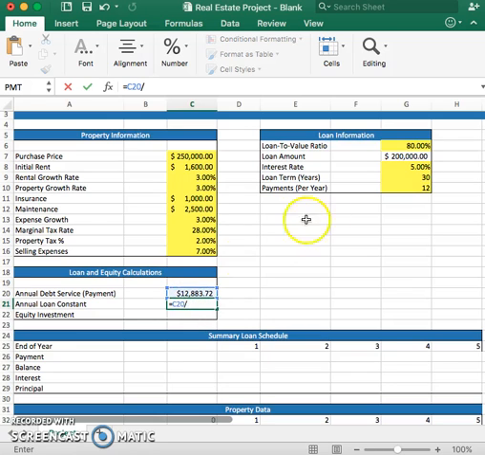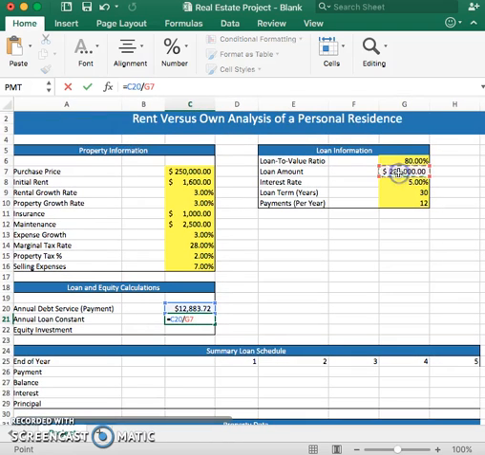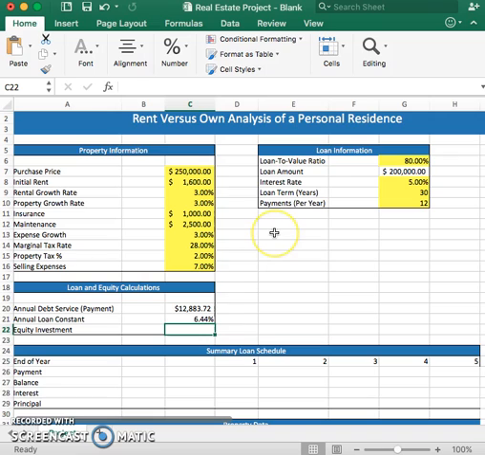The next step is to get the annual loan constant, which is gotten by taking the annual debt service and dividing it by G7, which is the loan amount. That gets us 6.44%. And then the final step of the loan and equity calculations is the equity investment, which is done by taking the purchase price and simply subtracting the loan amount, which gets us $50,000.